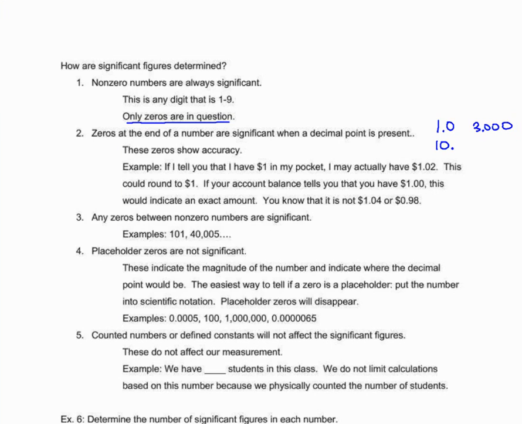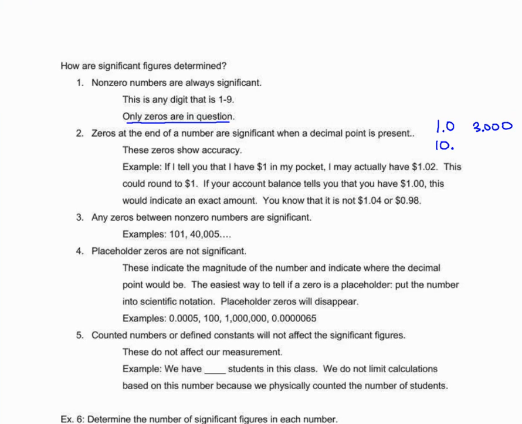Think of it like this example. If I told you that I have $1 in my pocket, I might actually have $1.02. This could round to $1. Would you be that mad at me if you asked me if I had $1 and I said yes, but I actually had $1.02? Not very many people are counting 2 pennies. Not going to be a big deal.